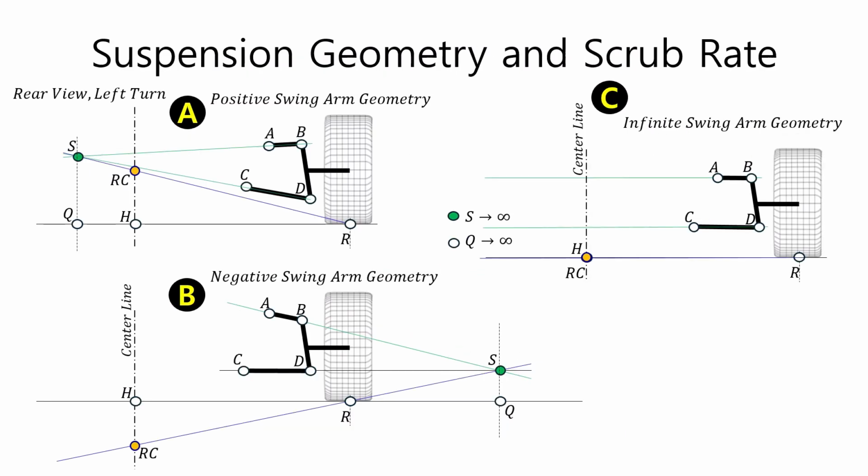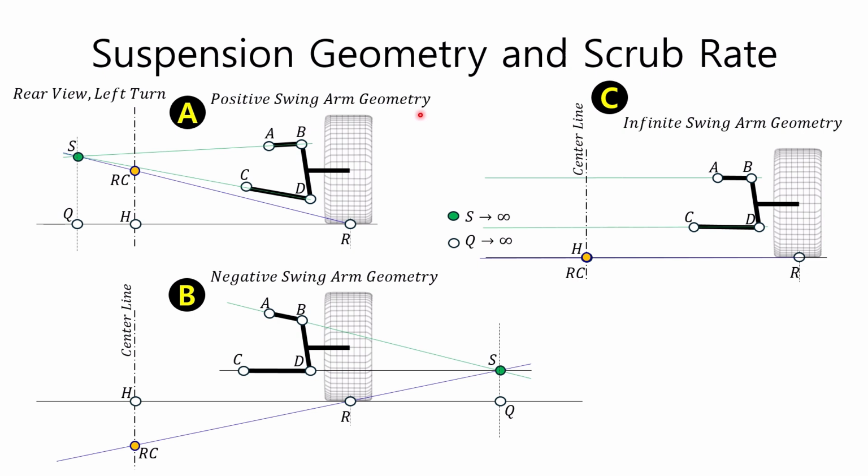Let's look at the relationship between suspension geometry and scrub rate. As previously explained, the vertical movement of the wheel during a bump or rebound inevitably involves a change in the wheel track. Figure A illustrates a case where the swing center is formed toward the inside of the vehicle. Generally, when the swing center is formed toward the inside of the vehicle, the roll center is located upward from the ground, which is called positive swing arm geometry.